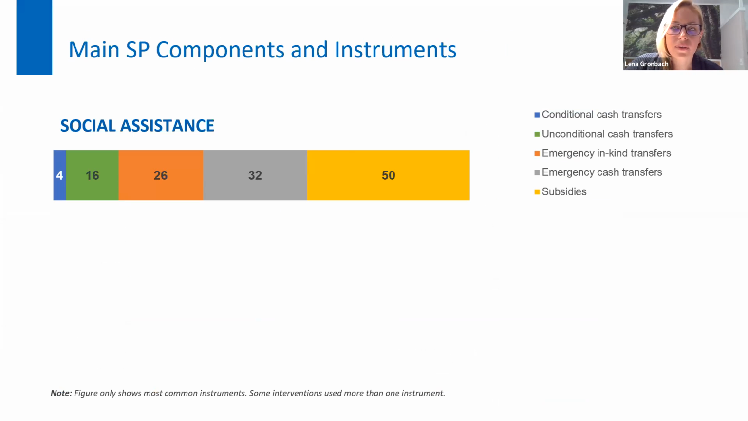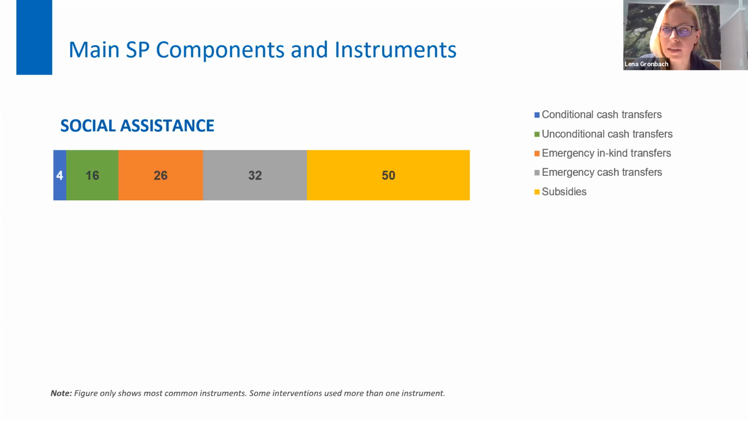Now, if we look at the different instruments that were used within those categories, so looking at social assistance, as you can see in the bar chart, the largest share of responses were actually subsidies. I'll talk a little bit more about that later. But then the second largest part were emergency cash and in-kind transfers. So you can see cash in gray, in-kind in orange, and those were really new interventions.